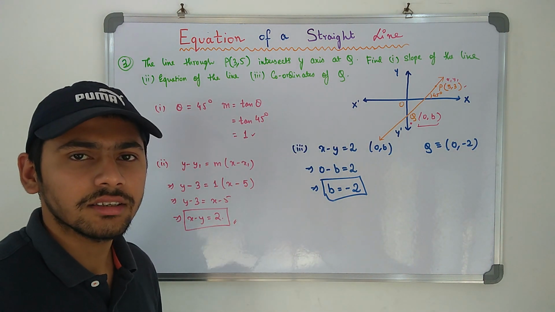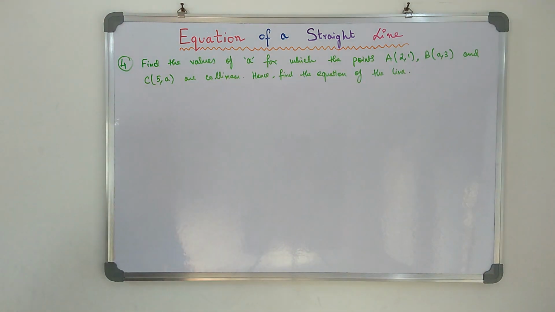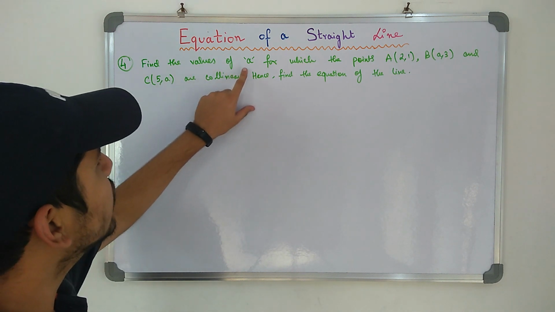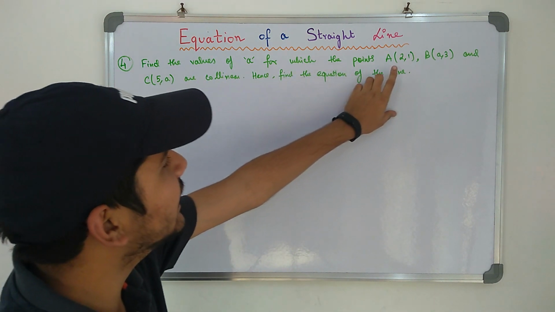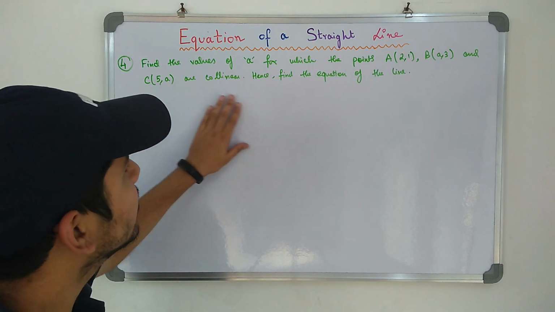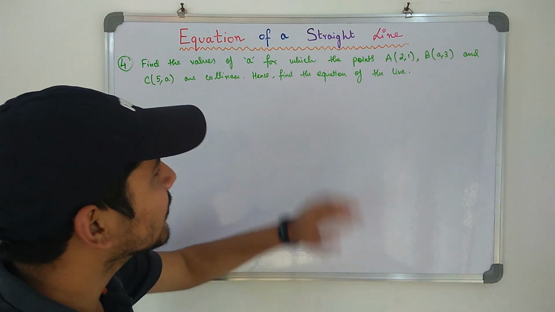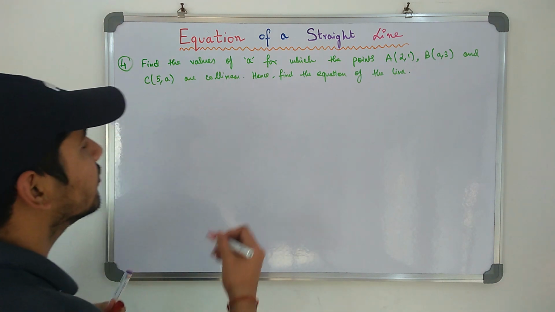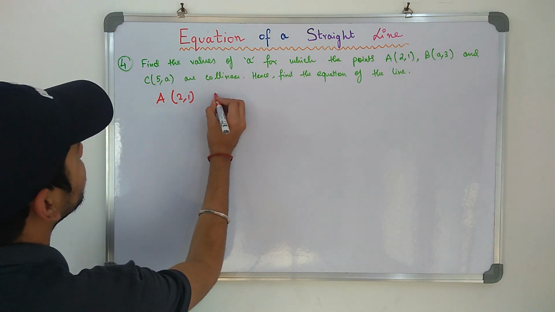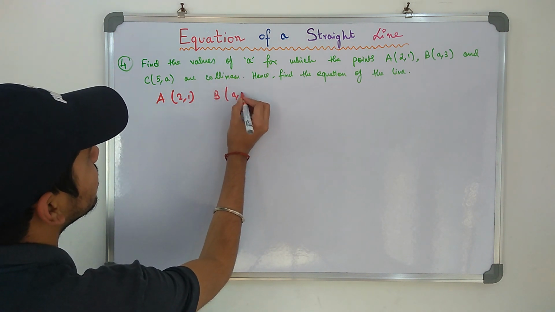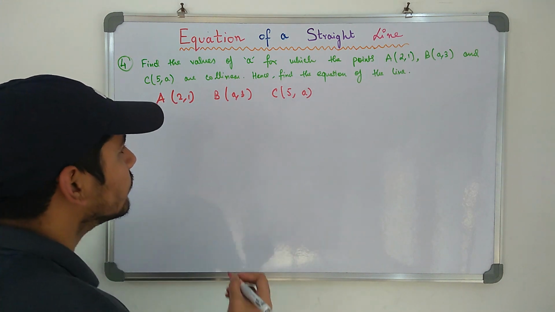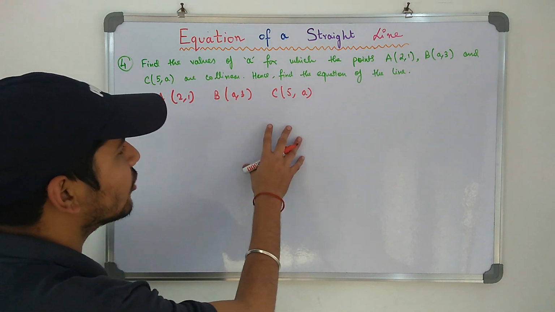Now we move on to the next sum. Moving on, we have number 4. You have to find the values of a for which the points A(a, 2, 1), B(a, 3) and C(5, a) are collinear. You have to hence find the equation of the line. Let me write all the three points first. We have A, B and C. Now all the three points are collinear.